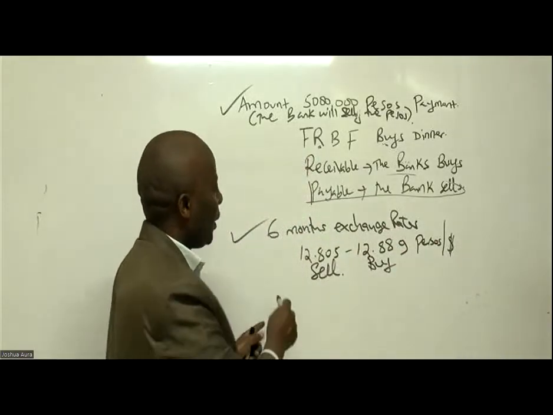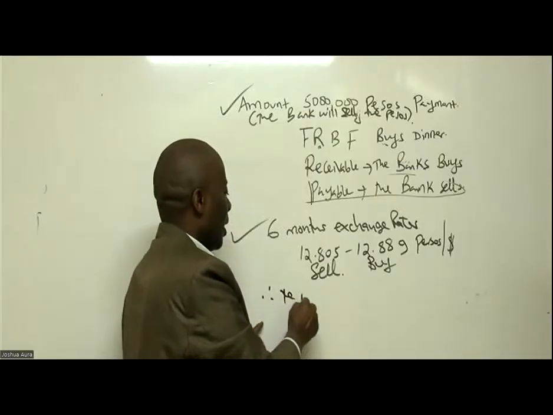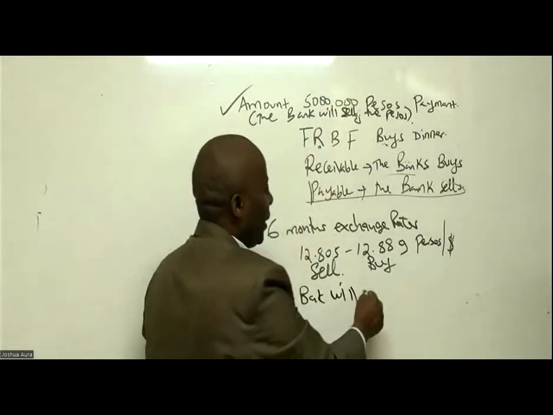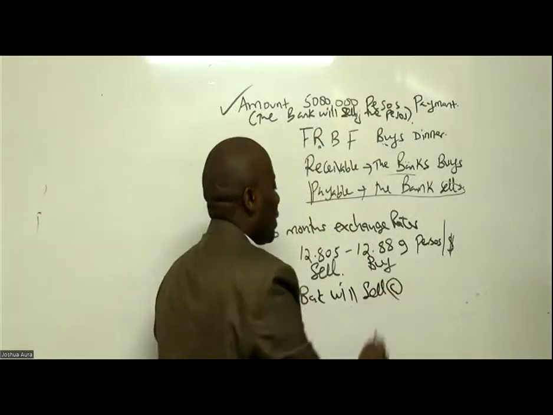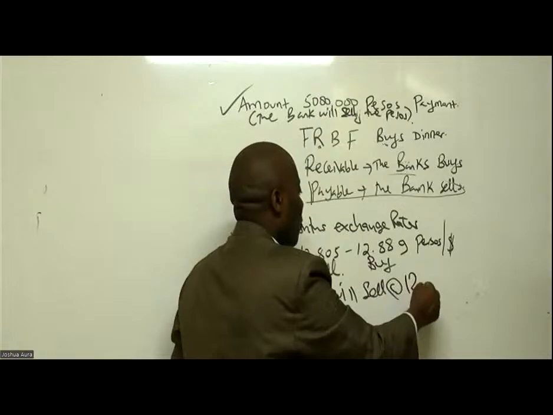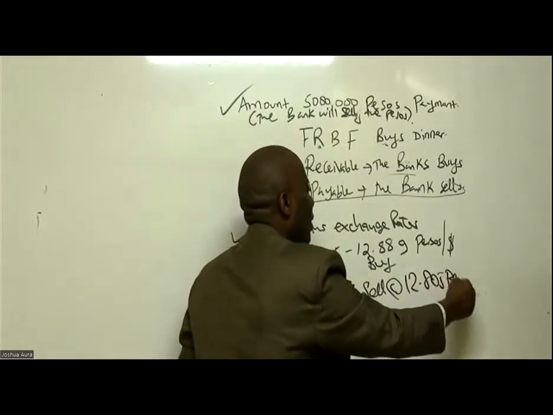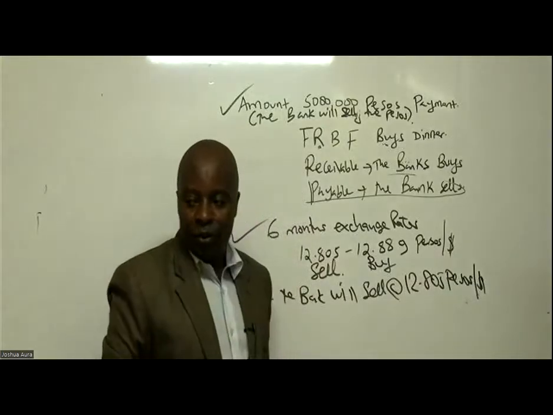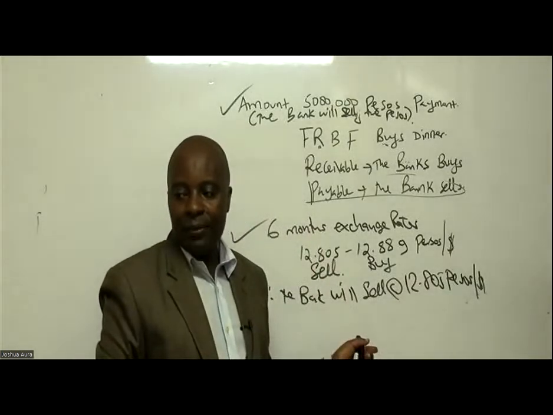So they've told me that the bank will sell. We said up there, the bank will sell. So the bank is going to sell at what rate? At 12.805 pesos per dollar, because you just told me that the bank is going to sell.